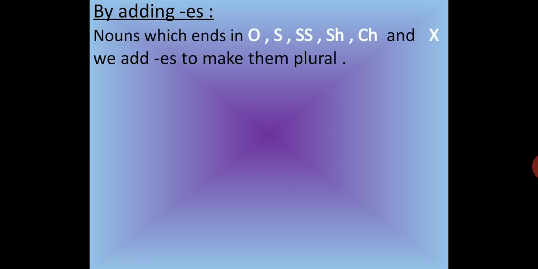We are going to learn another rule, which is by adding es. How to make a noun plural by adding es. Nouns which end in o, s, ss, sh, ch and x, we add es to make them plural. Means whenever we find a word and we want to make it plural, we just look at the last letters of the word. If they are o, s, x, or their last two letters are ss, sh or ch, then we add es to them to make them plural.